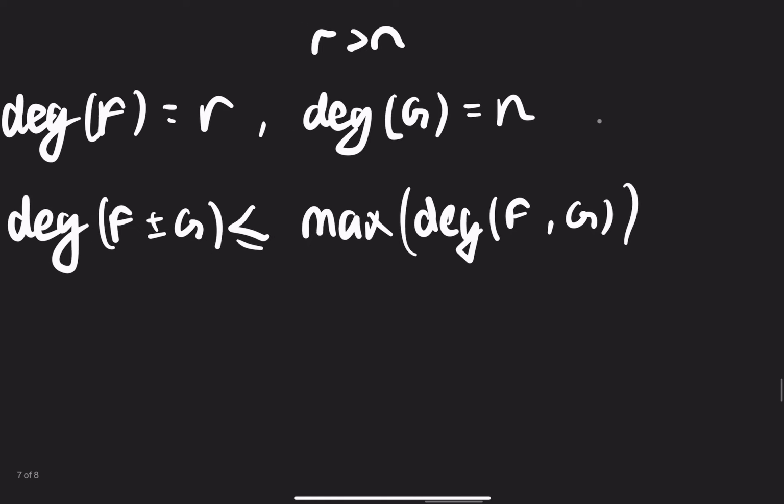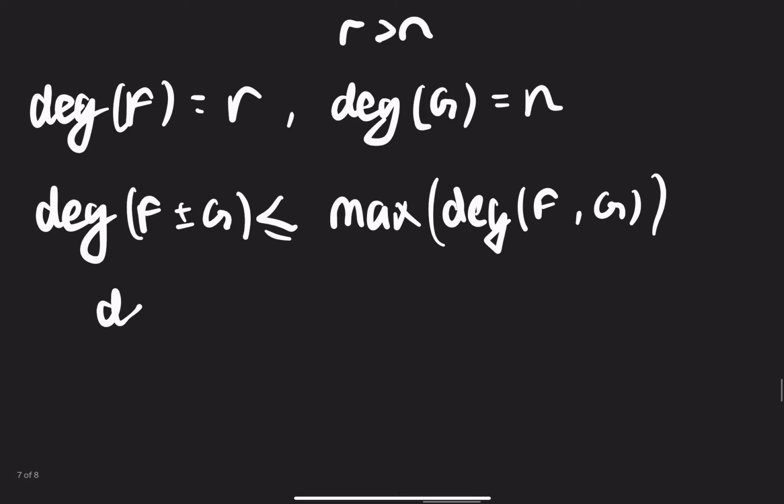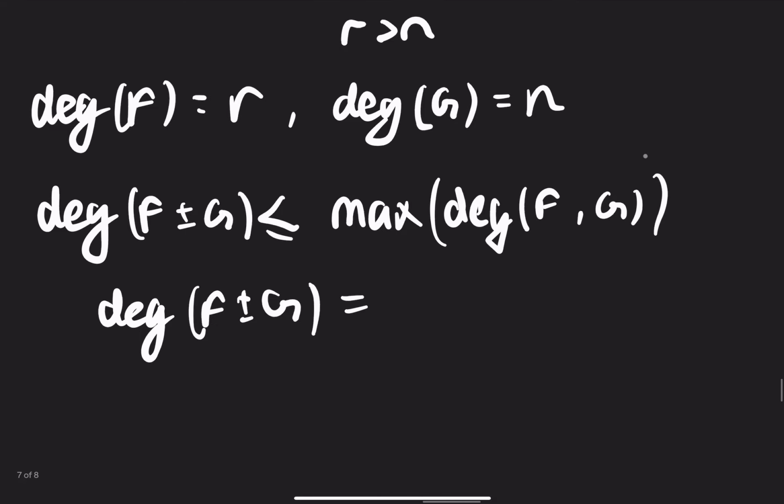So since the degree of f, which is r, is larger than the degree of g, which is n, the degree of f plus or minus g is going to be less than or equal to, well, we actually know that it's going to be equal to the degree of f, which is r.